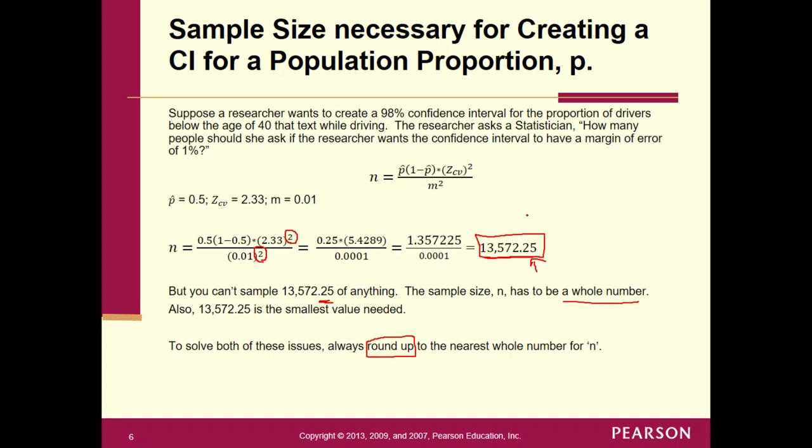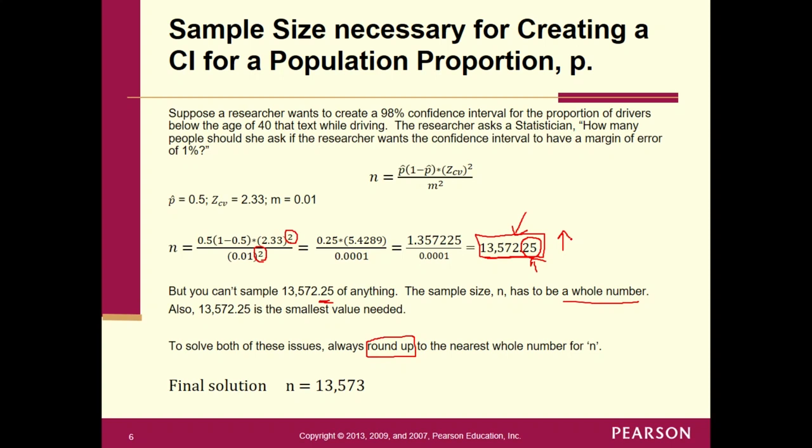Remember, this is the minimum that we need, but we need a whole number. So what we're going to do is just round up. Doesn't matter what this turns out to be, if we got a decimal here, we're going to round up to the nearest whole number. And what is that going to give us? Our final answer is 13,573. Technically that's our final answer here.